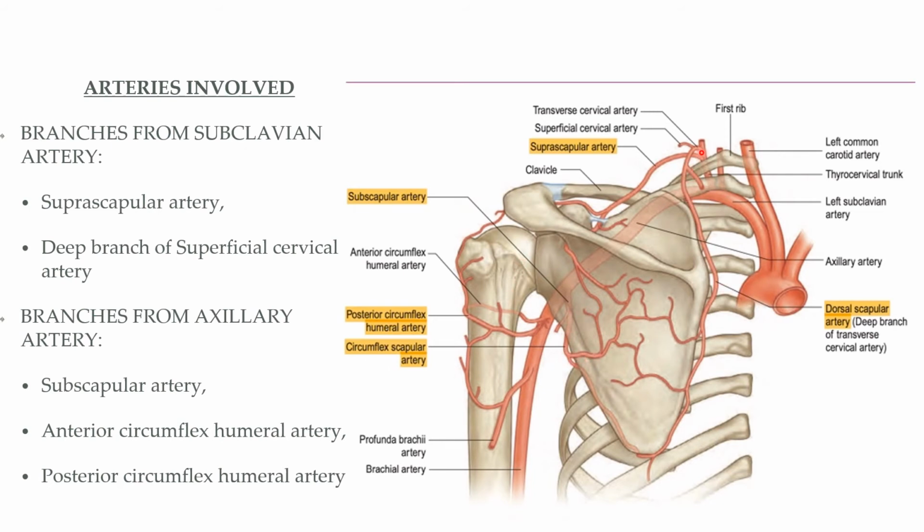So let us come back to the deep branch of transverse cervical artery. We learned that this deep branch, which is also known as dorsal scapular artery, descends down parallel to the medial border and gives branches which approach the ventral and the dorsal surface of the scapula, and then it continues downward and ends by anastomosing with the circumflex branch of the subscapular artery at the inferior angle of scapula.